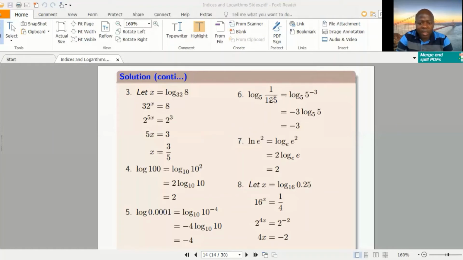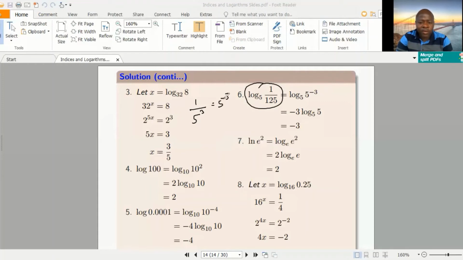Number 6, again, we will just think in the same way. I want to write 125 in terms of 5. And 125 is the same as 5 raised to 3. But what I have is not 125, it's 1 over 125. So it's 1 over 5 raised to 3, which can be written as 5 raised to negative 3. And so therefore, what I have here can be written as the log of 5 raised to negative 3 to base 5.